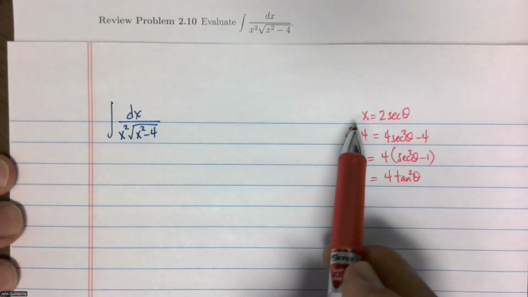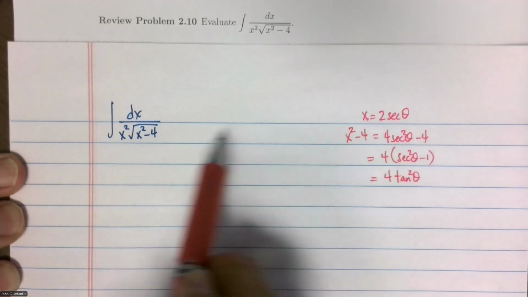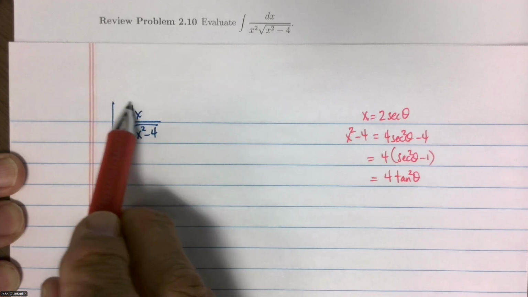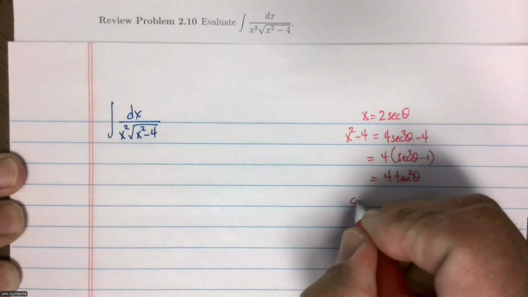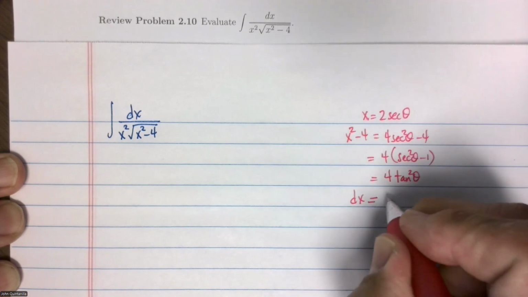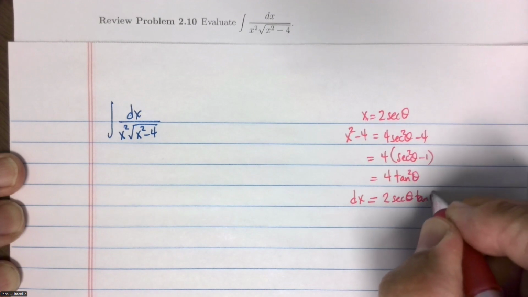Okay, so we've got everything lined up. We've got x equal to 2 secant theta, so I'll substitute there. For x squared minus 4, I'll substitute this whole thing here. The one part that I don't have yet is the dx, and so dx will be equal to the derivative of 2 secant theta, which is 2 secant theta times tangent theta, d theta.